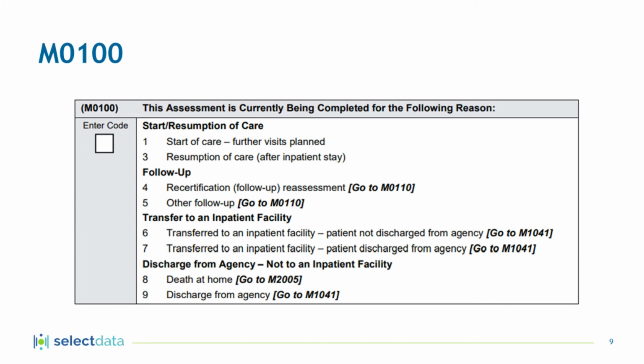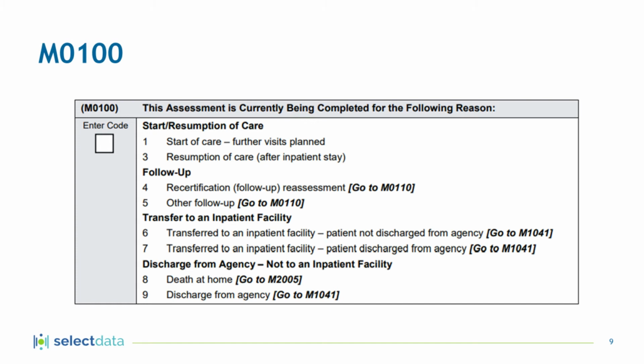Response 4. The comprehensive follow-up assessment is conducted during the last 5 days of the 60-day certification period and is completed to continue the patient's services for an additional 60 days of care. Response 5. This comprehensive assessment is conducted due to a major decline or improvement in the patient's health status occurring at a time other than during the last 5 days of an episode. This assessment is done to reevaluate the patient's condition, allowing revision to the patient's plan of care as appropriate.